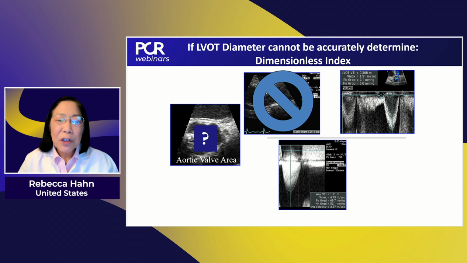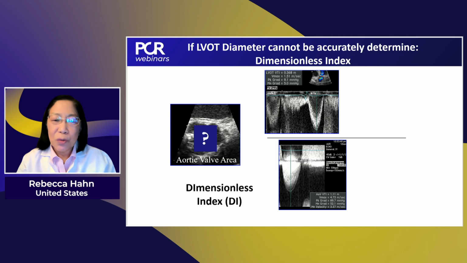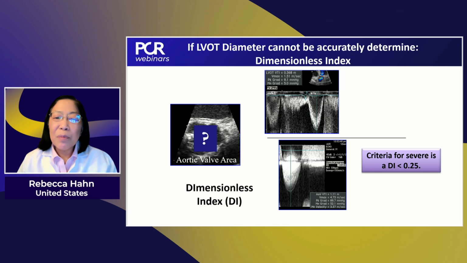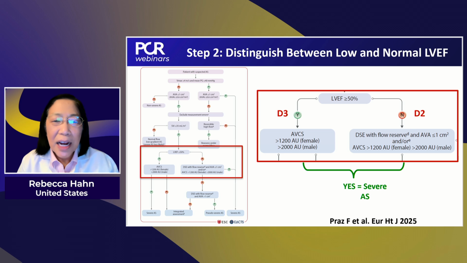Now, if you have difficulty measuring the LV outflow tract diameter, we have one other parameter that we frequently use, and that's called the dimensionless index. Indeed, it's just the velocity time integral of the pulse wave at the LV outflow tract divided by the velocity time integral of the continuous wave across the aortic valve, and the dimensionless index criterion for severe is less than or equal to 0.25. And so now we have the ability to calculate the valve area, hopefully accurately.